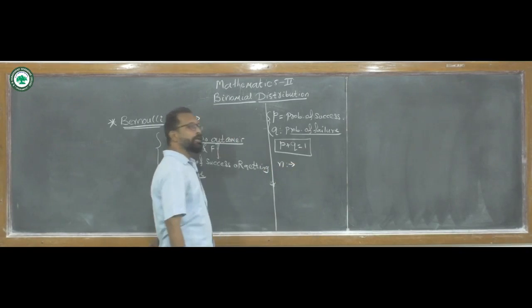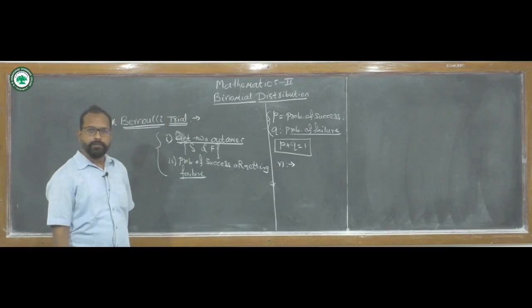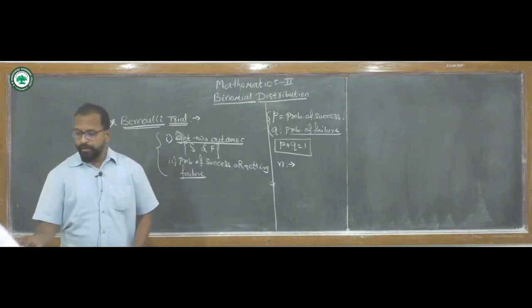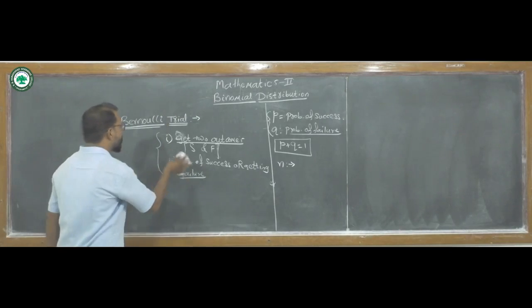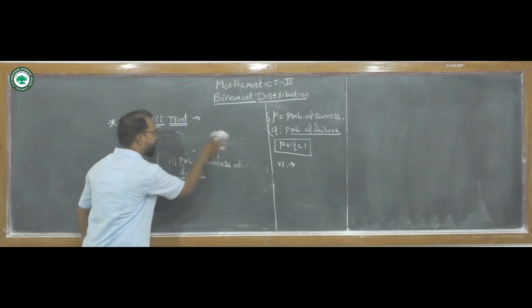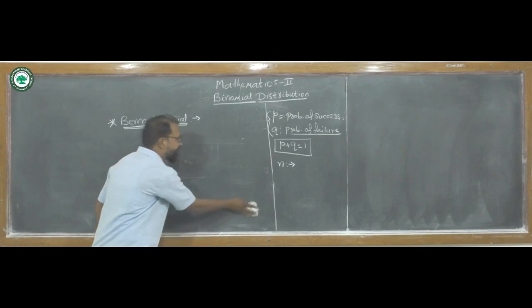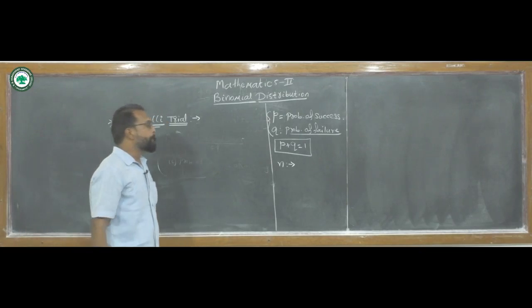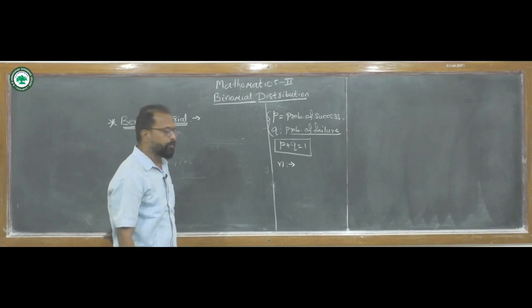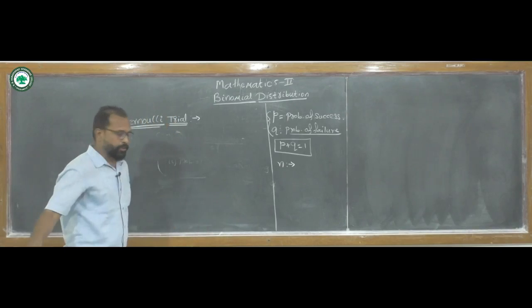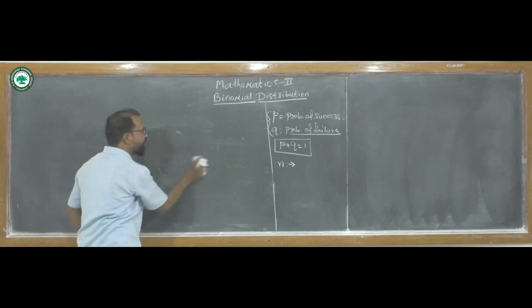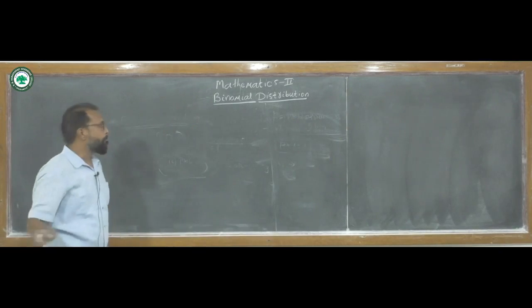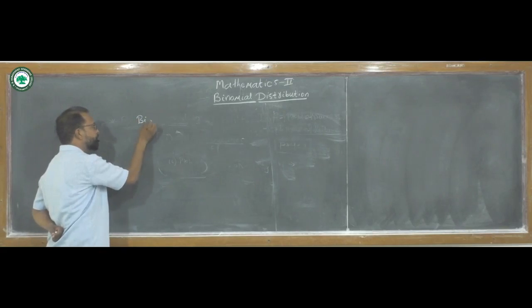Now next, if this Bernoulli's trial is repeated n times, then to find the probability of getting r successes or getting x successes, we write the probability distribution, which is called the binomial distribution. Now let's see the definition of the binomial distribution.